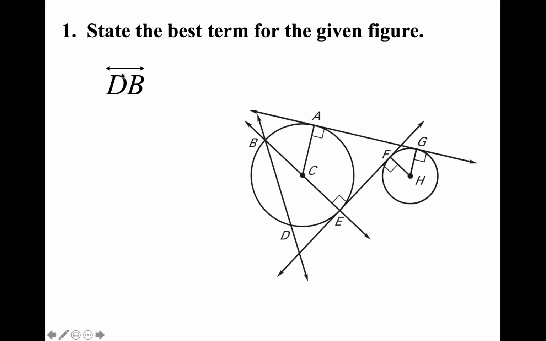Then we have line DB. This time it's not just the segment, it's the entire line. And when it's the line that's intersecting the circle at 2 points, this would be considered a secant.